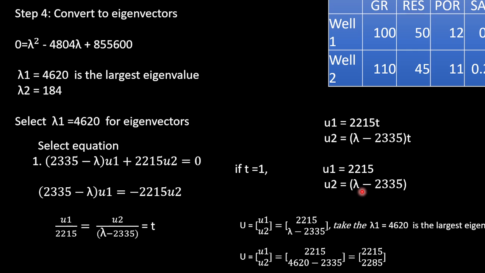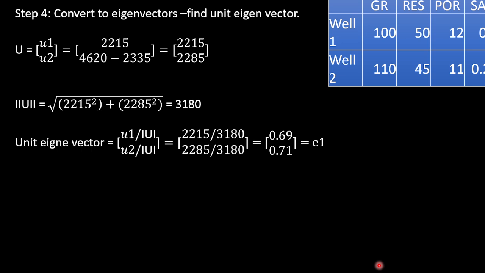What is lambda? The highest value, which is 4620. So you are supposed to put that value here. You can put that value in the principal component vector, where the lambda value is 4620. After putting this value, you got two principal component values, 2215 and 2285. So this is your fourth step. You have estimated component vectors, which are equal to 2215, 2285.